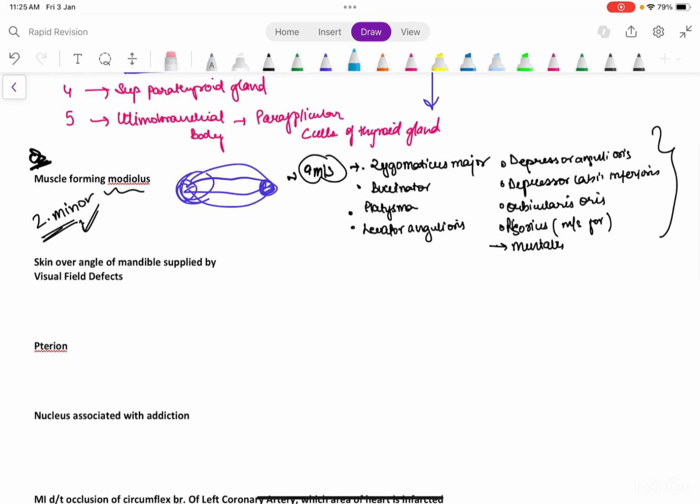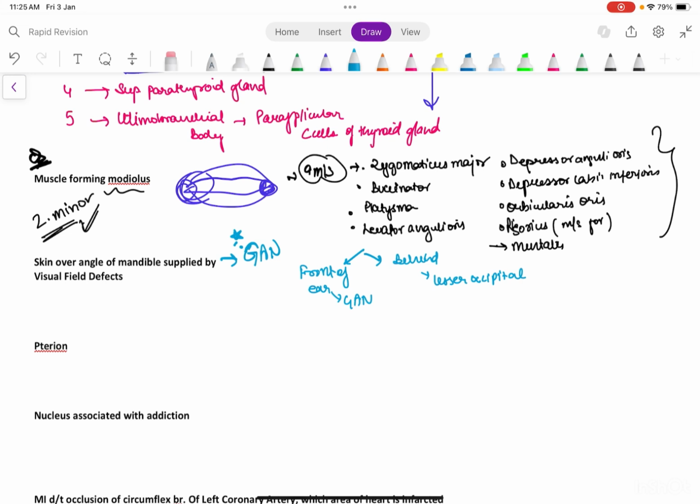Then, skin over the angle of the mandible. It is a very repeated question. The answer is the greater auricular nerve. You should know that it supplies the angle of the mandible. You can also remember that in front of the ear you have the greater auricular nerve supplying, and behind you have the lesser occipital.